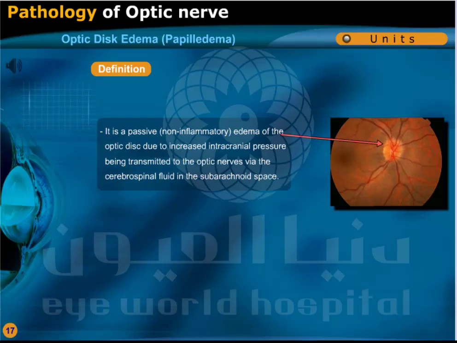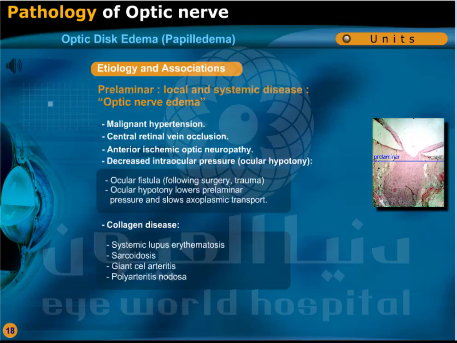Optic disc edema, papilledema. It is a passive, non-inflammatory edema of the optic disc due to increased intracranial pressure being transmitted to the optic nerves via the cerebrospinal fluid in the subarachnoid space. Etiology and associations of papilledema.